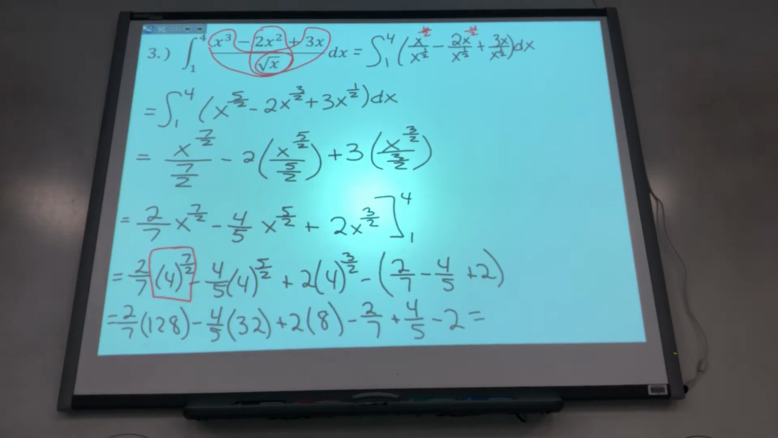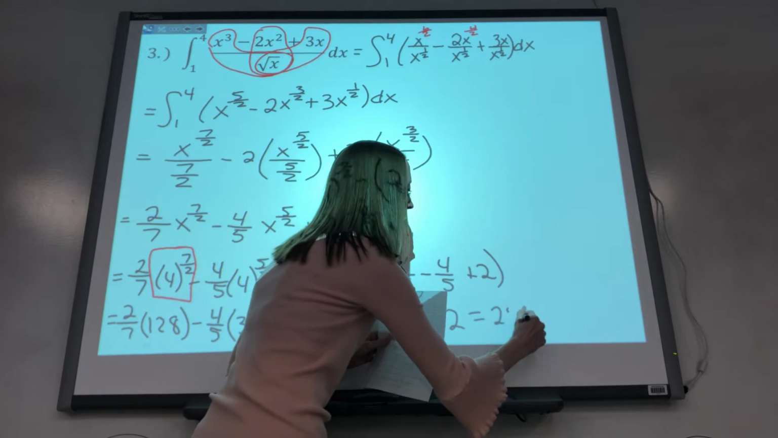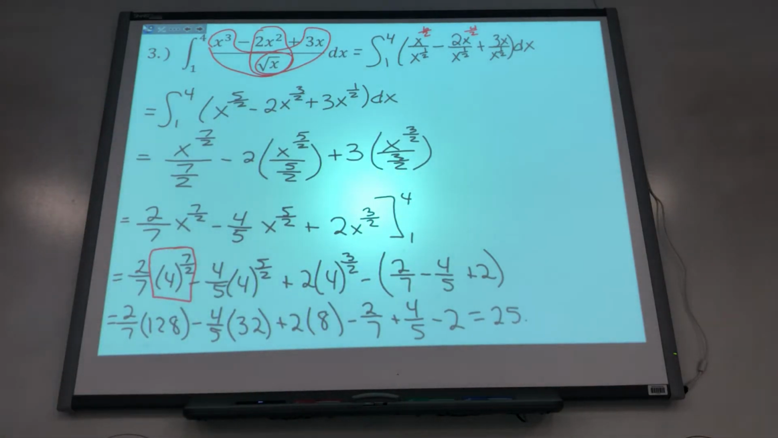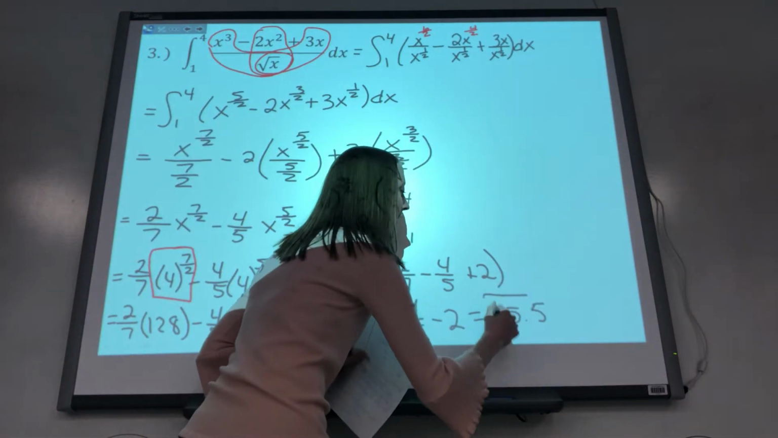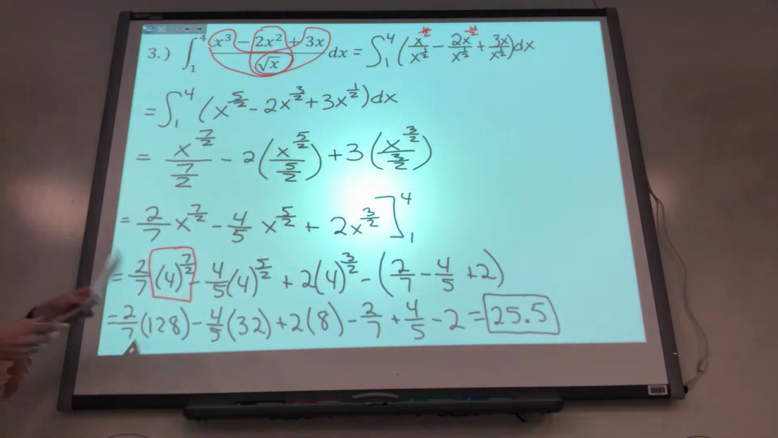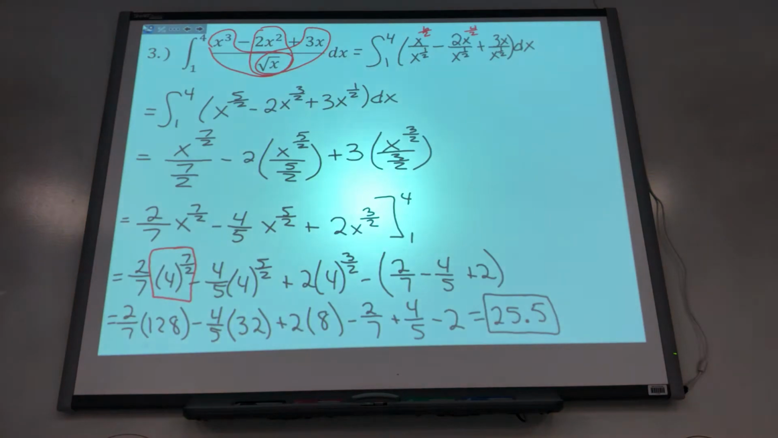Finally, we get back a decimal, which is fine with me if you want to leave it as a decimal. It's like 25.49. If you want to even say 25.5, that would be fine. Again, upper bound first, then lower bound. Subtraction was a little bit nice there, though, with all the ones.